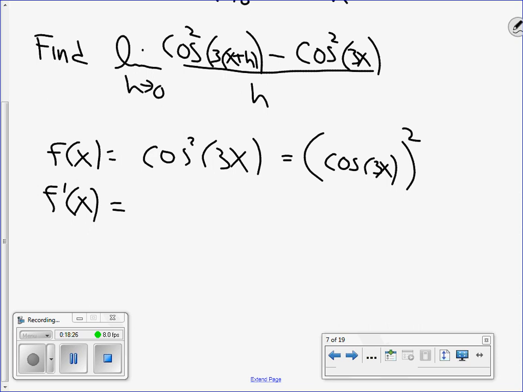Let's see if we can get this all right. Okay, what do we got? First layer. Okay, yeah, leave the inside alone. Okay, good. Next layer. Oh, negative sine of 3x.